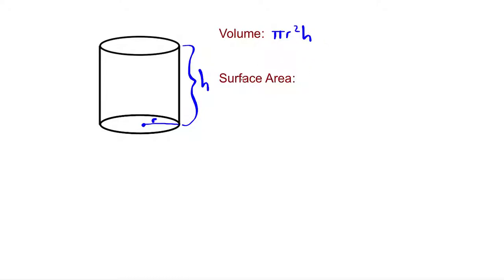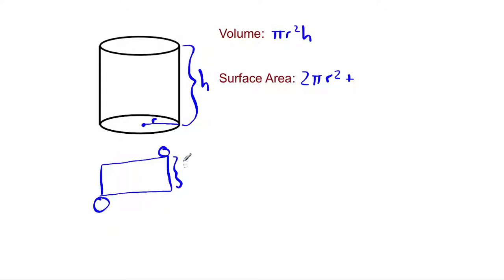Now for surface area, it's a little bit different. So we have the two bases. This is pi r squared, and this is pi r squared. So the surface area includes the two circular bases, so pi r squared twice. But then we need this curved edge. Well, if you have ever taken apart something like a paper towel roll, this is what it looks like. It's two circular bases with this side all the way around being just a big rectangle.